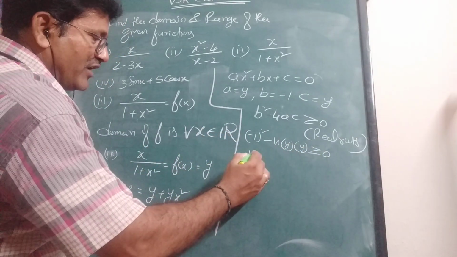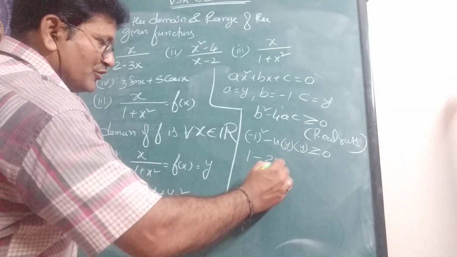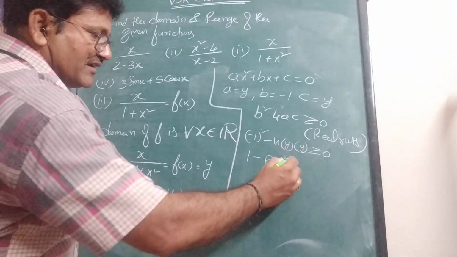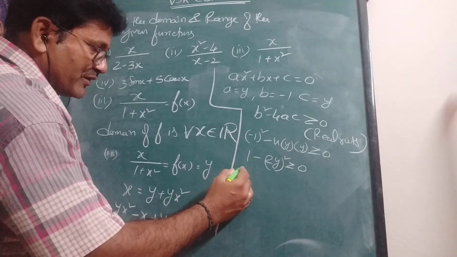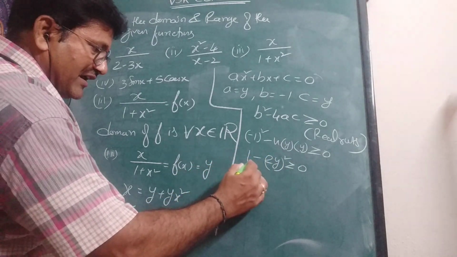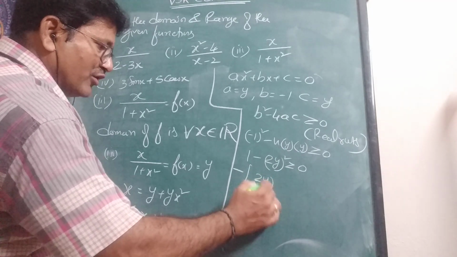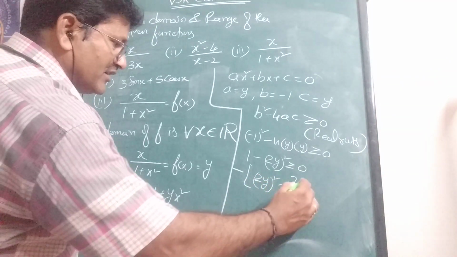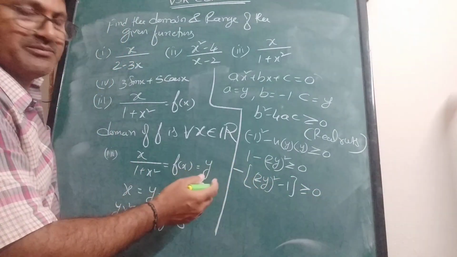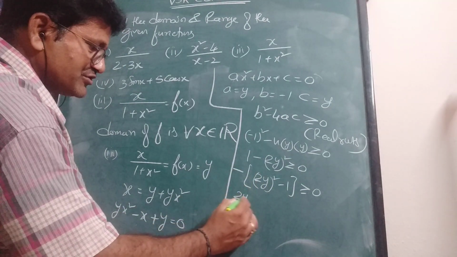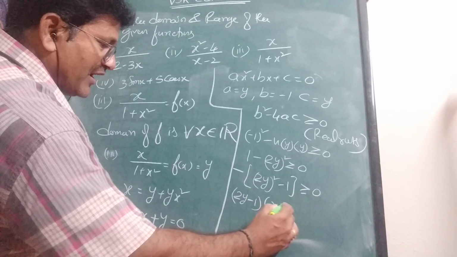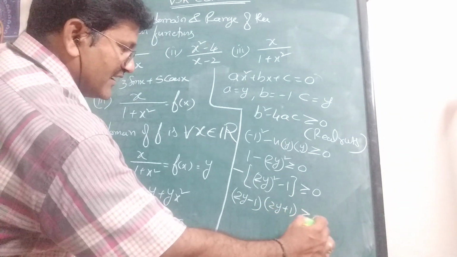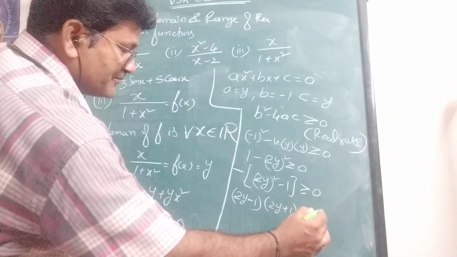I can write 1 minus 4y square is greater than or equal to 0. I can write it in a proper way. Taking minus common, 4y square minus 1 is less than or equal to 0. That is 2y minus 1 into 2y plus 1, less than or equal to 0.